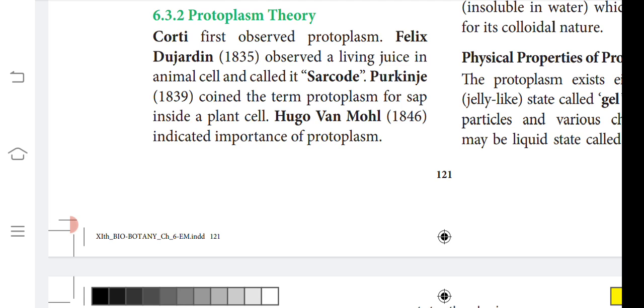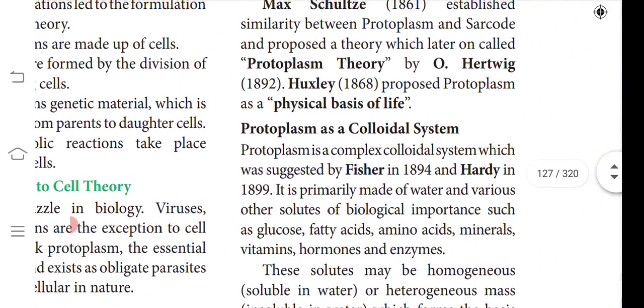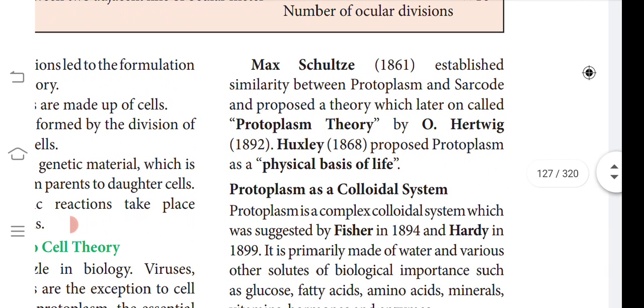Coming to the protoplasmic theory, the term protoplasm was given by Purkinje, who coined it for the sap inside the plant cell. What is sap? It is minerals and water together, forming the cell sap. Usually it is found inside the vacuole. Okay, Hugo von Mohl indicated the importance of the protoplasm. Here they established the similarities between the protoplasm and the sarcode and proposed a theory which later came to be called the protoplasm theory.